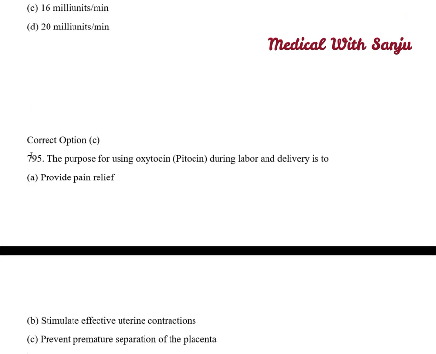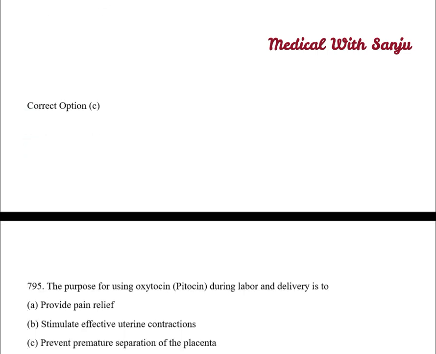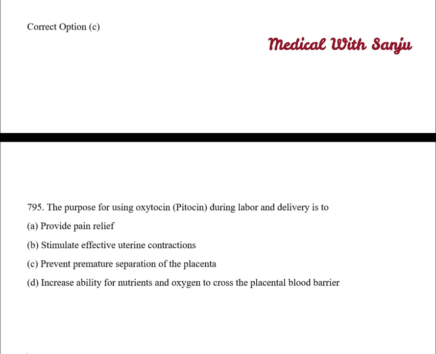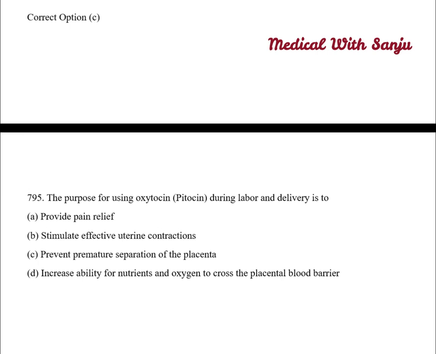Question number 795. The purpose for using oxytocin, Pitocin, during labor and delivery is to: Option A, provide pain relief. Option B, stimulate effective uterine contraction. Option C, prevent premature separation of the placenta. Option D, increase ability for nutrients and oxygen to cross the placental blood barrier. Oxytocin is given to increase uterine contraction. Stimulate effective uterine contraction. Option B is the right answer.